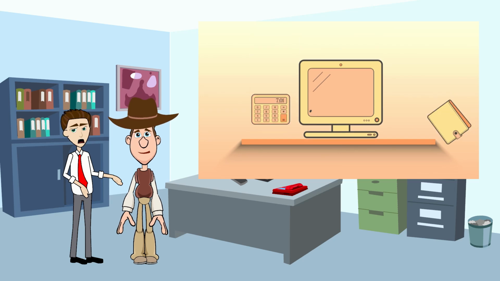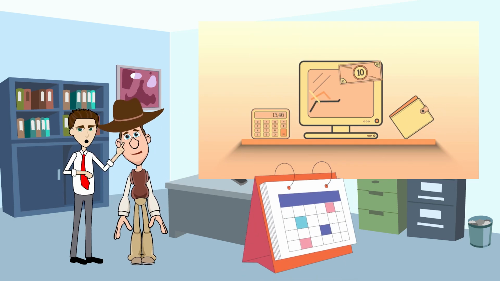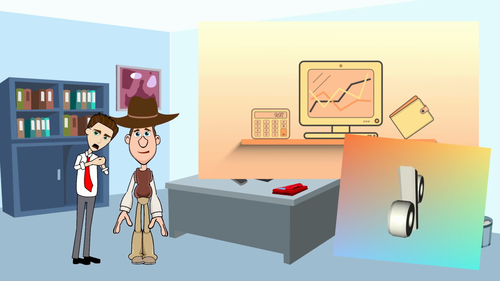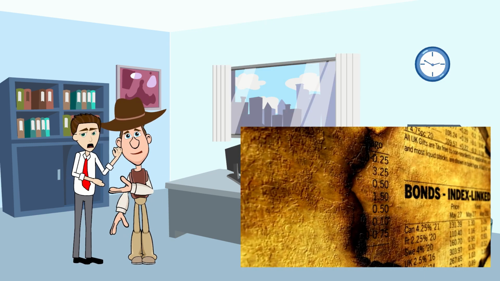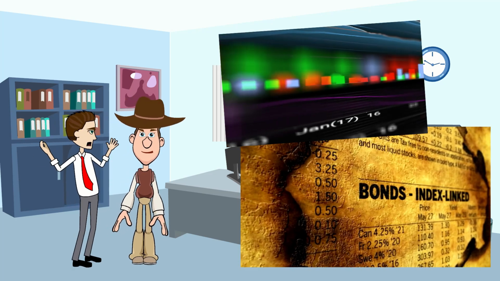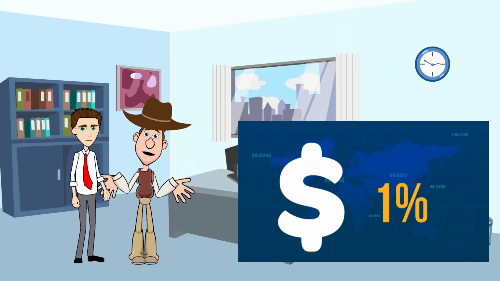What is the coupon rate of a bond? A bond's coupon rate is the annual interest paid to the bondholder by the issuer, expressed as a percentage of the bond's face value. It is determined when the bond is first issued and usually remains constant throughout the life of the bond.